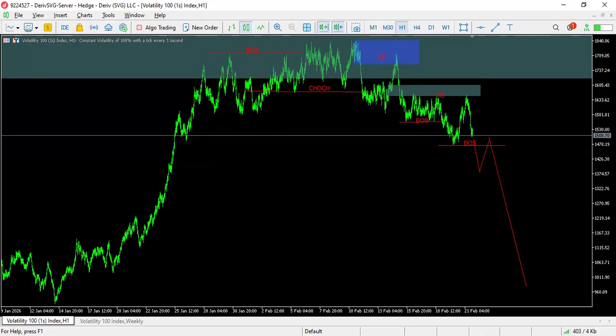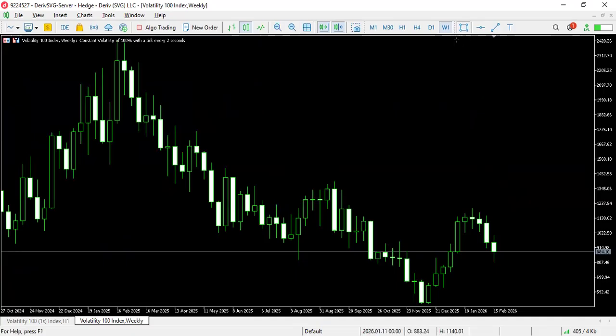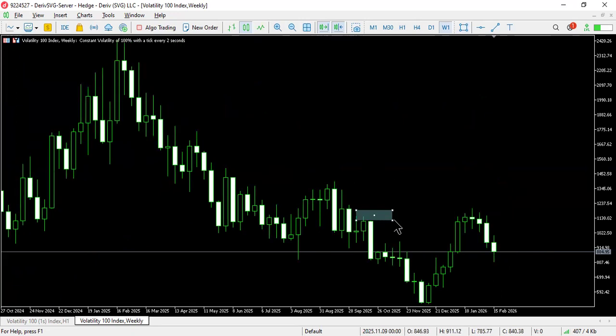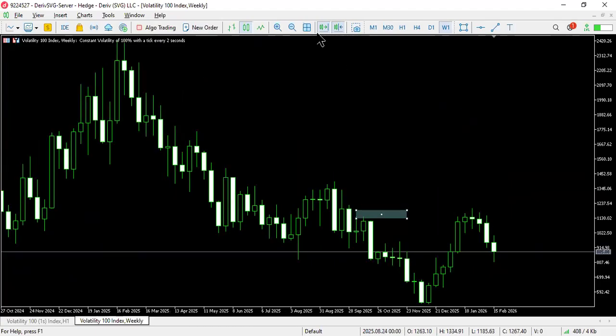And then if we go over to volatility 100, volatility 100 from the weekly time frame, we can see that price has been pushing. We have been selling. We have been selling from this demand zone, from this supply zone.